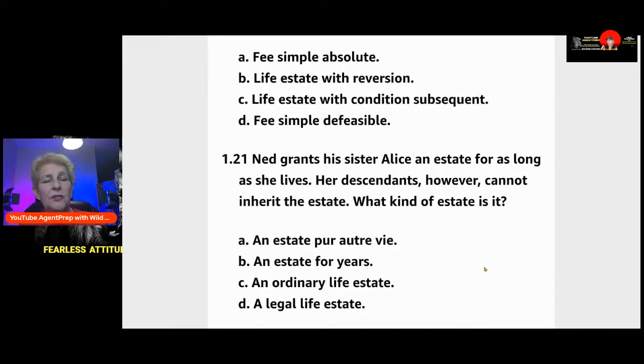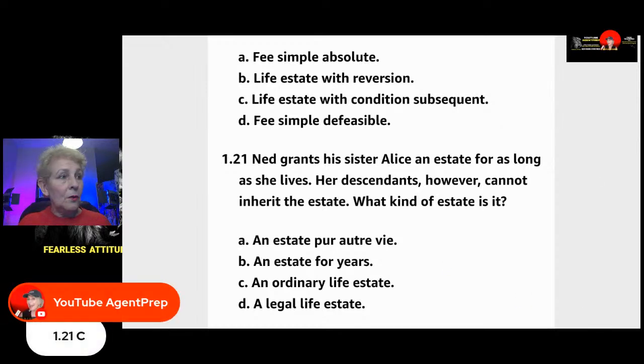So Alice gets to use it, possess it, enjoy it. She can't encumber it. Sometimes they lease it themselves and make money, because she has the right to use it and possess it as long as she lives. However, she cannot sell it or convey it to someone else. So that's an estate per autre vie.